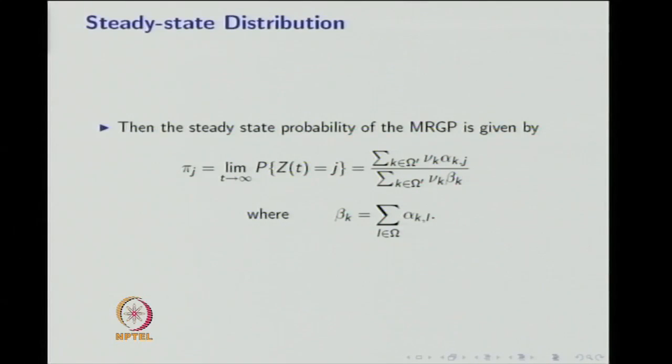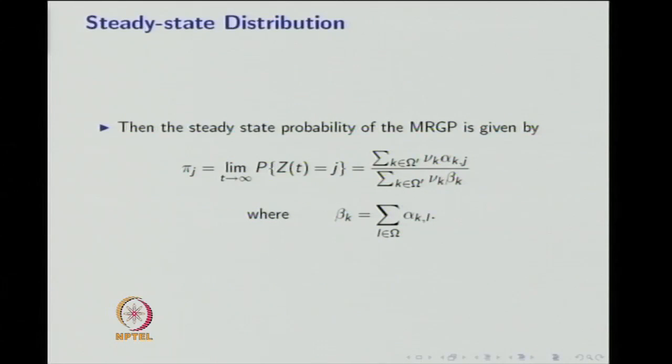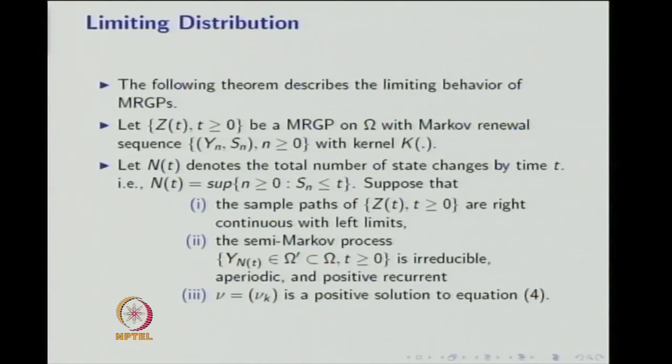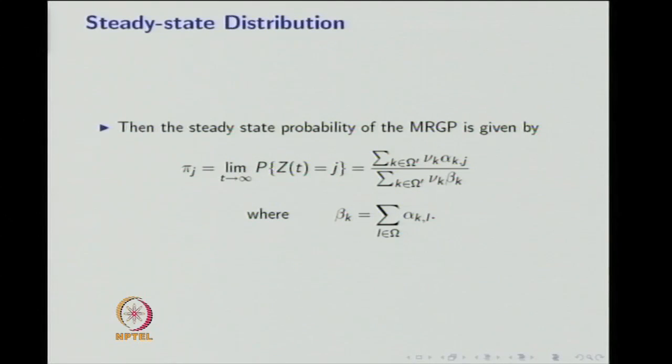If these properties are satisfied, then the steady state probability vector pi, whose elements are pi_j, is nothing but the limit as t tends to infinity of the probability that Z(t) is equal to j, given by this formula, where b_k is nothing but the summation of alpha_k. So as long as these three properties are satisfied, that means the sample path is right continuous, the semi-Markov process is irreducible, aperiodic and positive recurrent, and you have a positive solution for the steady state probability vector, then you can get the steady state probability for the Markov regenerative process.